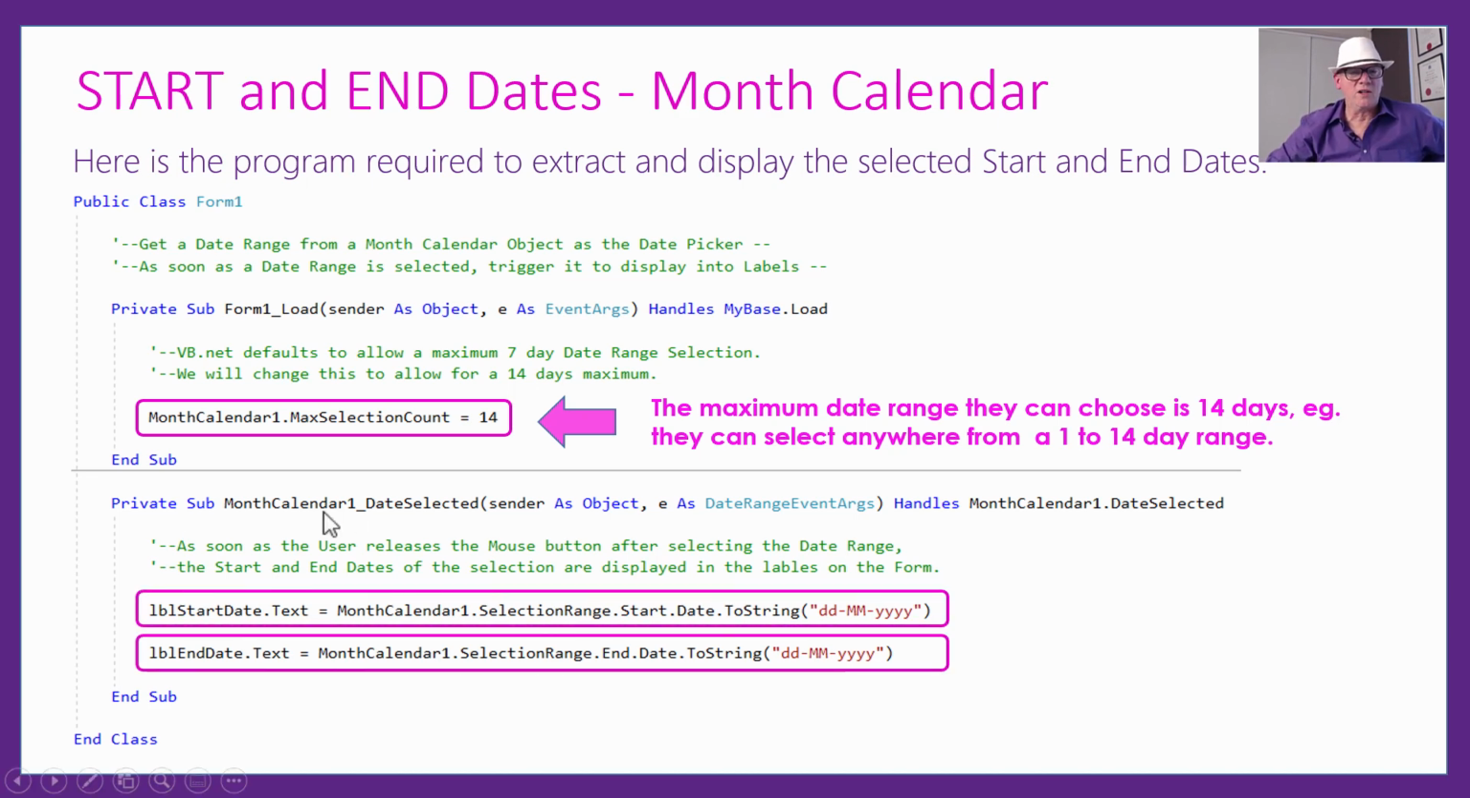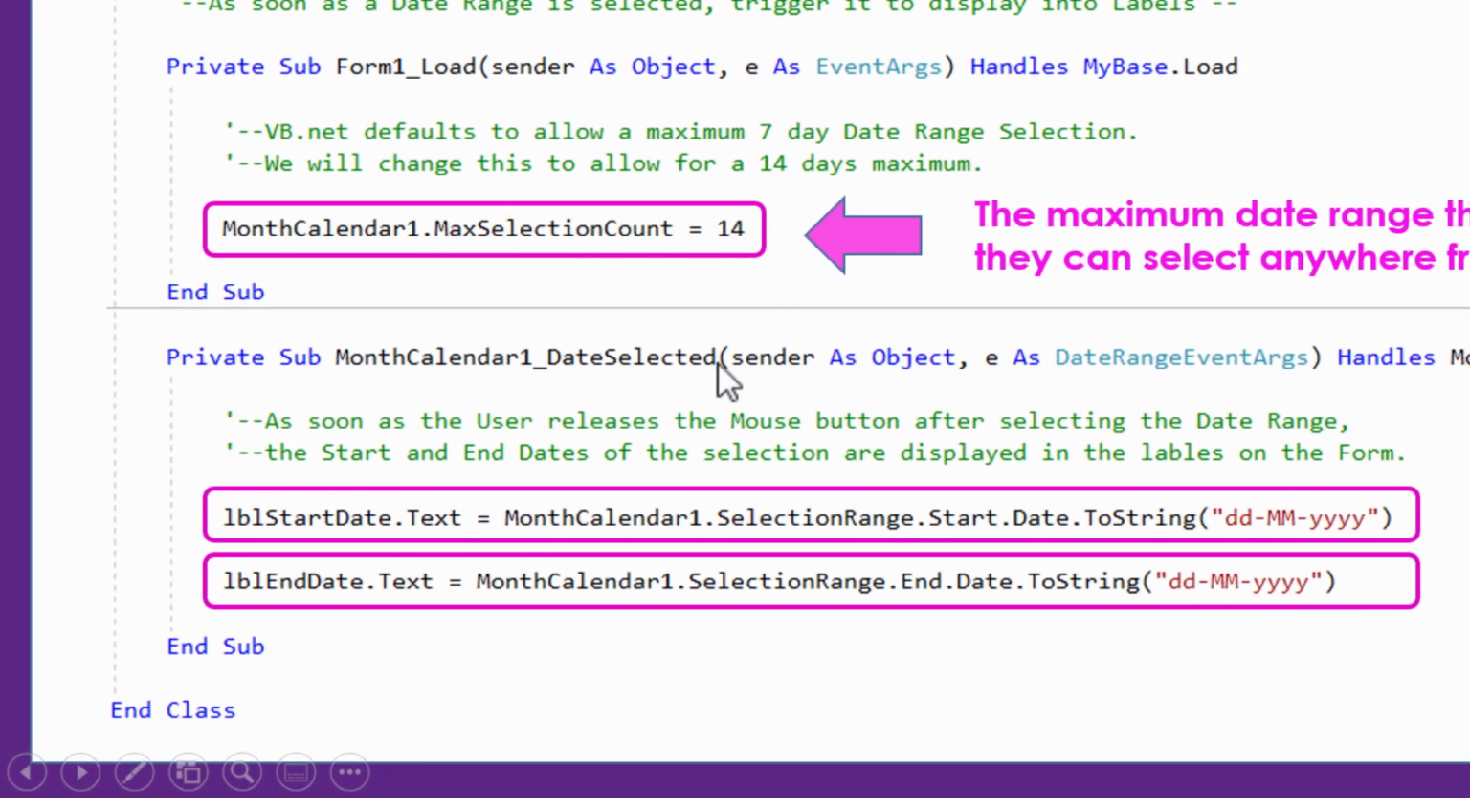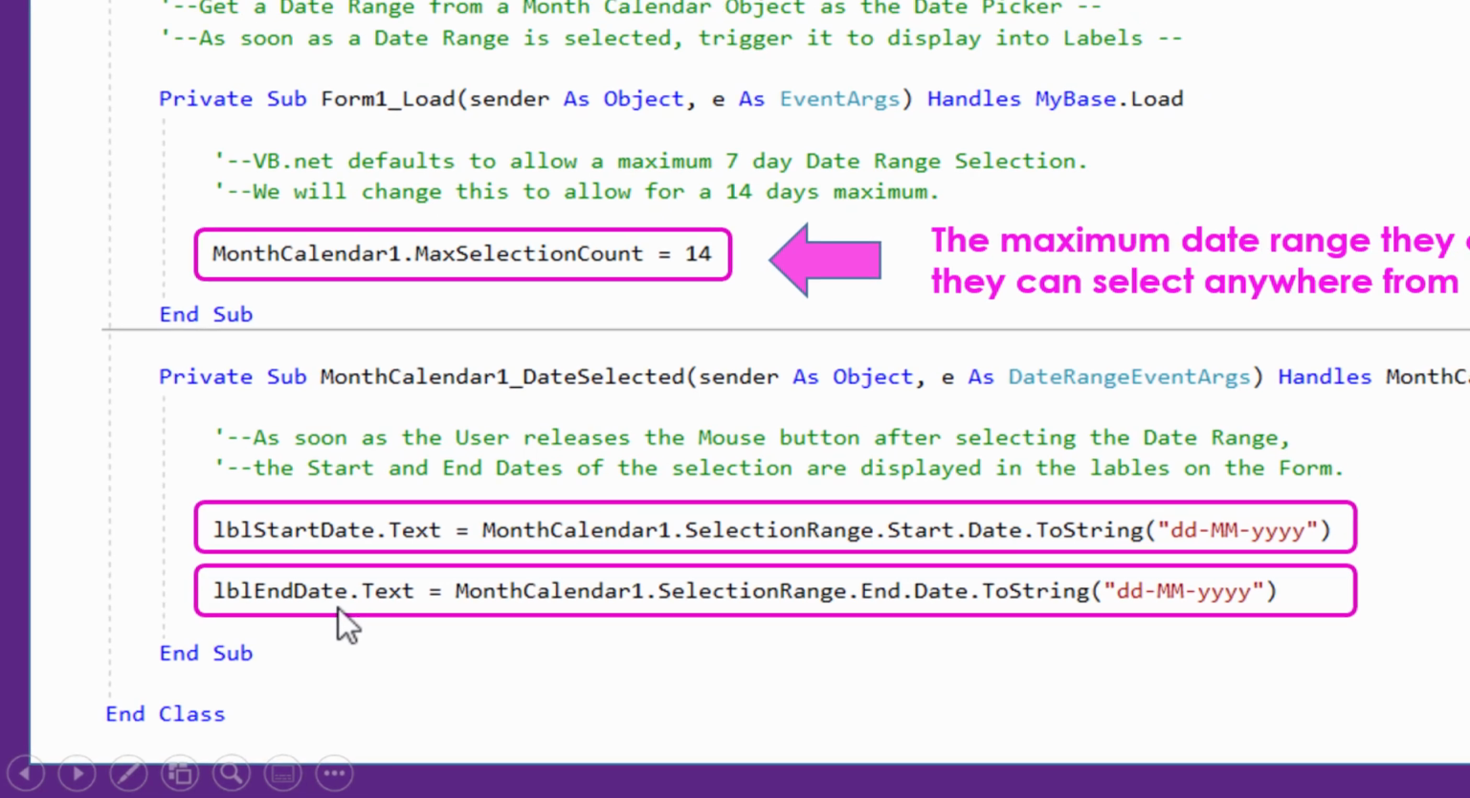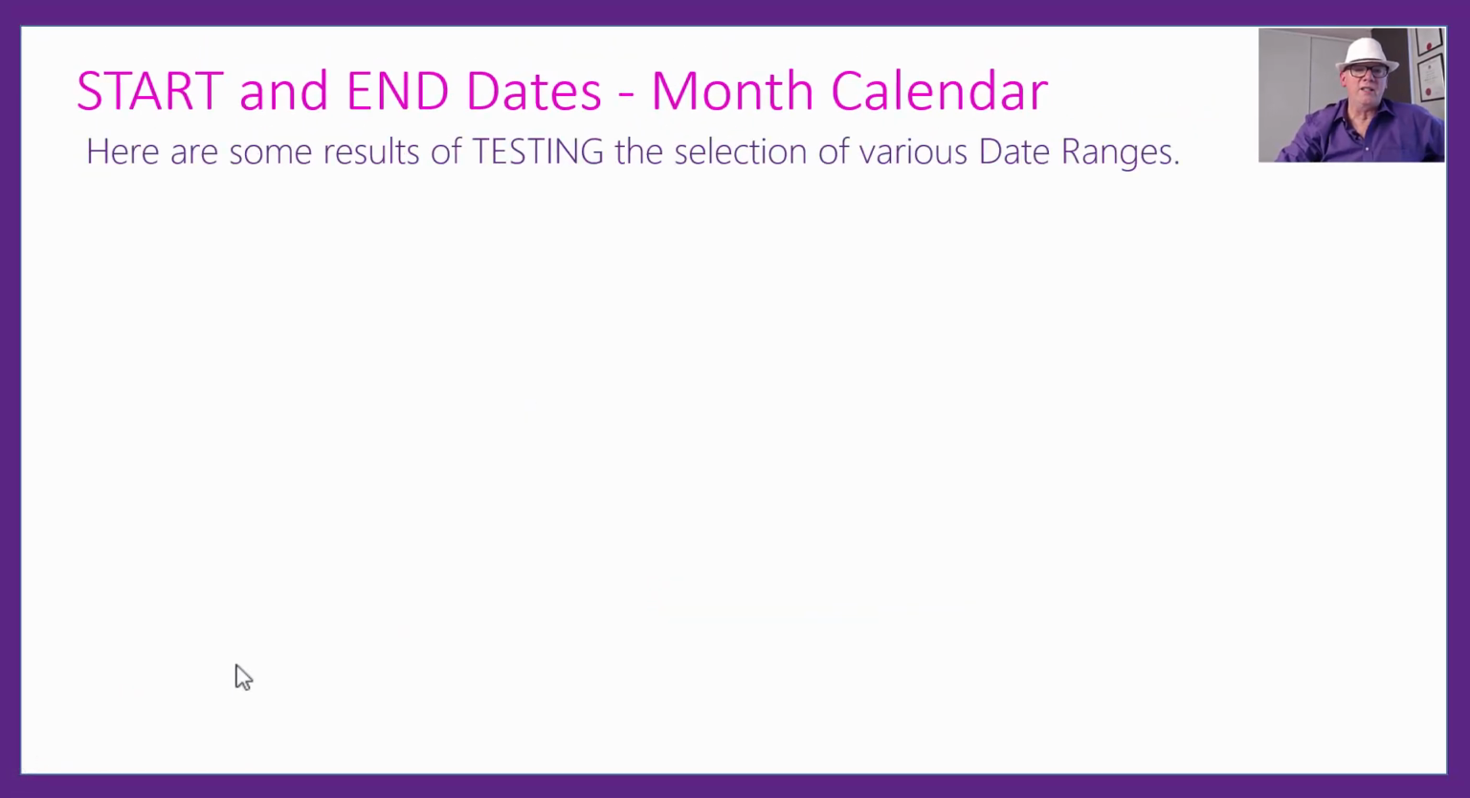And down in here, we've just got the date selected event happening, so that as soon as they drag their mouse across and select a date, it's going to put the start date they selected into that label and show it on the form, and put the end date they selected in there and show it straight away on the form. So what we see is this.